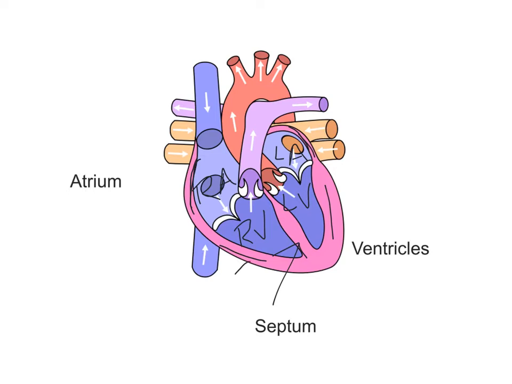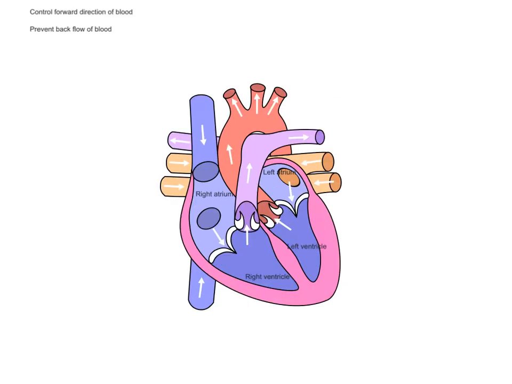The right ventricle wall is thinner than the left ventricle wall, and this is because the right ventricle only pumps blood to the lungs, whereas the left ventricle pumps blood around the whole body, so the left ventricle has a thicker muscular wall than the right. There are 4 one-way valves situated within the heart, and their functions are to control the forward direction of blood flow through the heart, and also to prevent the backflow of blood within the chambers.